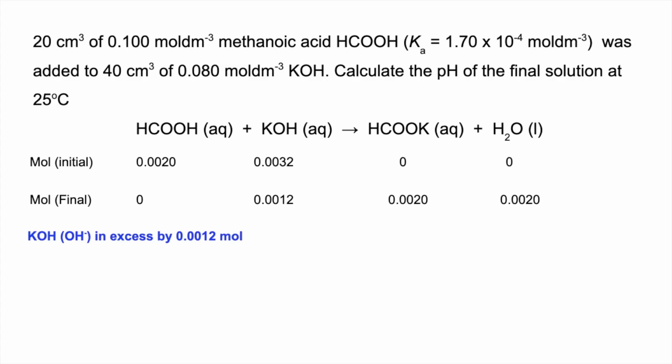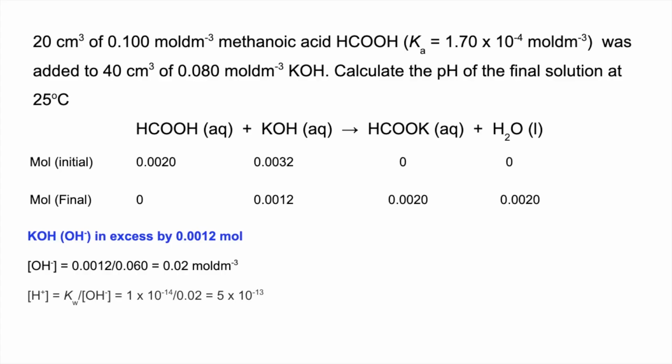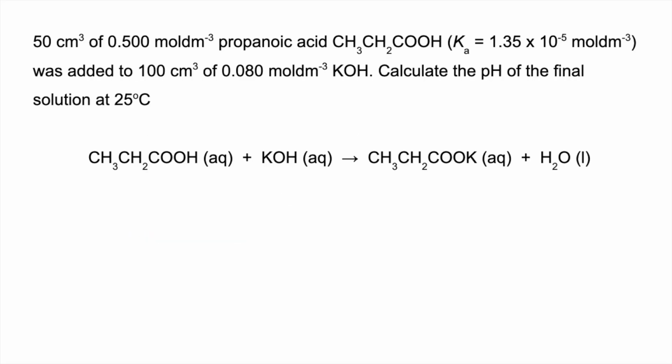We're going to turn that into a concentration by dividing by the combined volume of 60 cm cubed, and then we're going to use the rearranged Kw expression to get the H plus concentration. And remember that Kw at that temperature of 25 degrees C is 1 times 10 to the minus 14. And then we just minus log that 5 times 10 to the minus 13 to get the pH of 12.30 to 2 decimal places. So here's the second one.